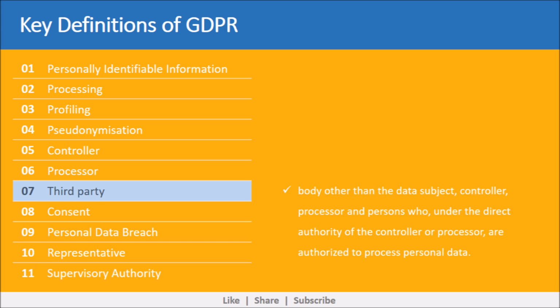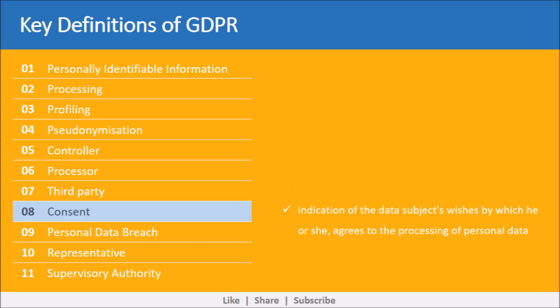Third party is a natural or legal person, public authority, agency or body other than the data subject, controller, processor, and persons who are authorized to process personal data. They process the data under the direct authority of the controller or processor.